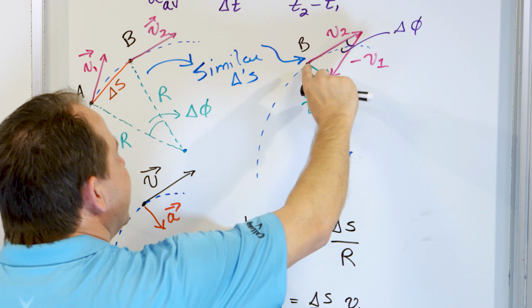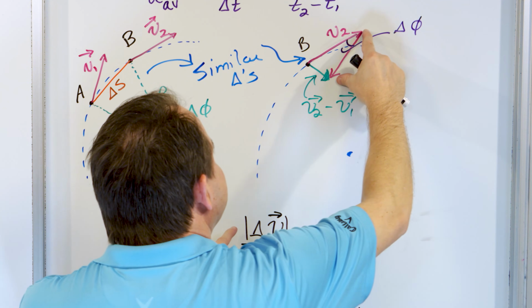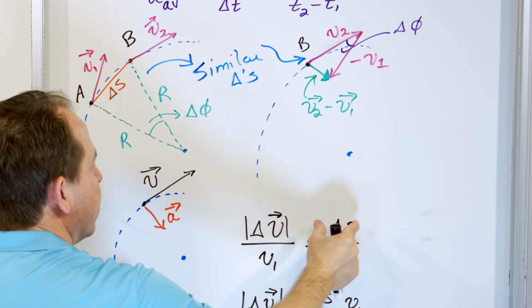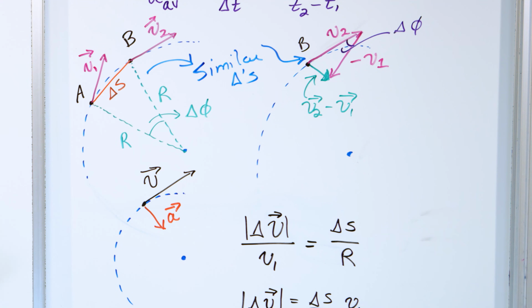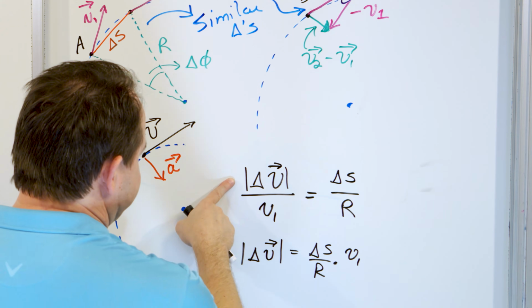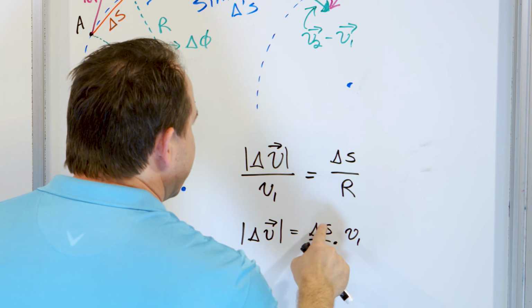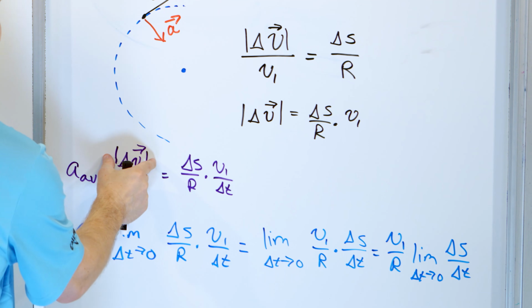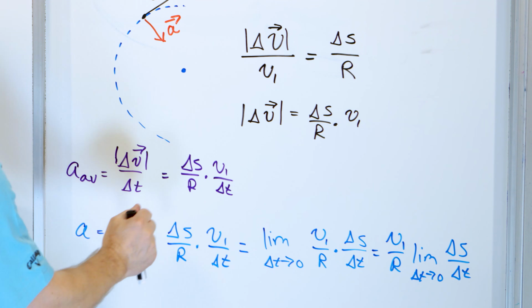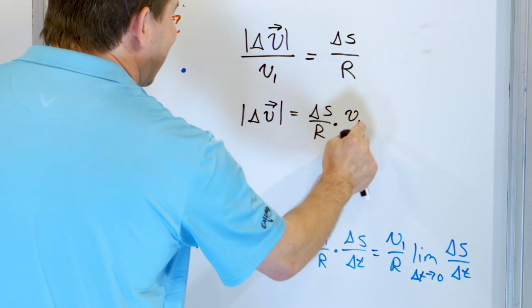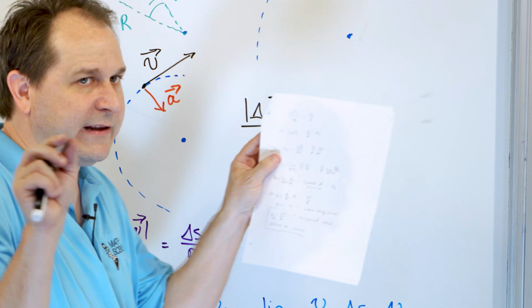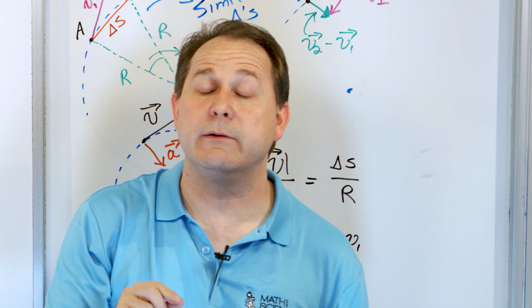We can say that this side of the triangle divided by this side of this triangle is the same as this side of the triangle divided by this side of the triangle, delta S over R. Okay, then we solve for delta V. We multiply over here and we have delta S over R times V1. And then we say that the acceleration is delta V, the change in velocity, divided by time. We just found what delta V is, so we take this thing and divide by time, so this is the new expression.